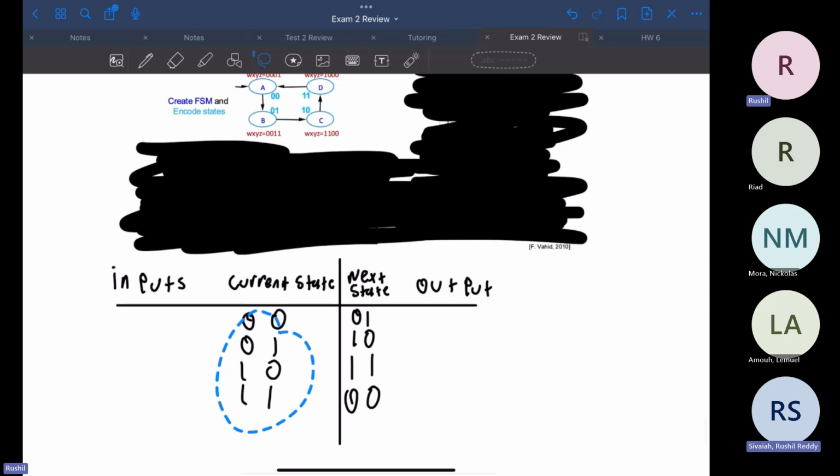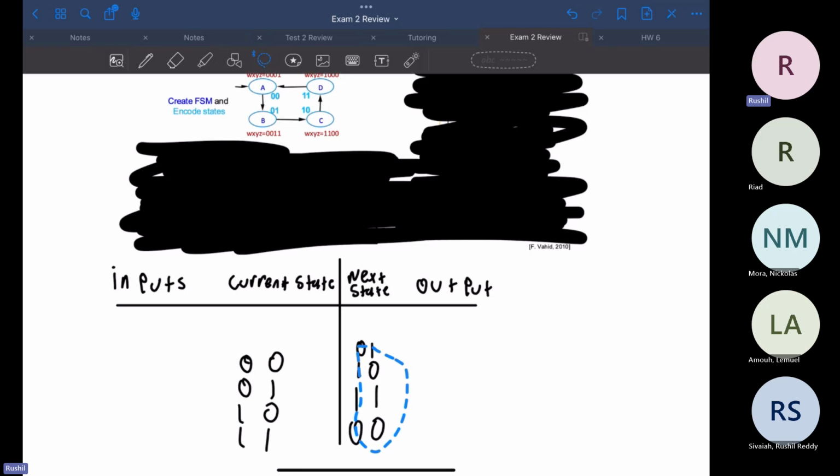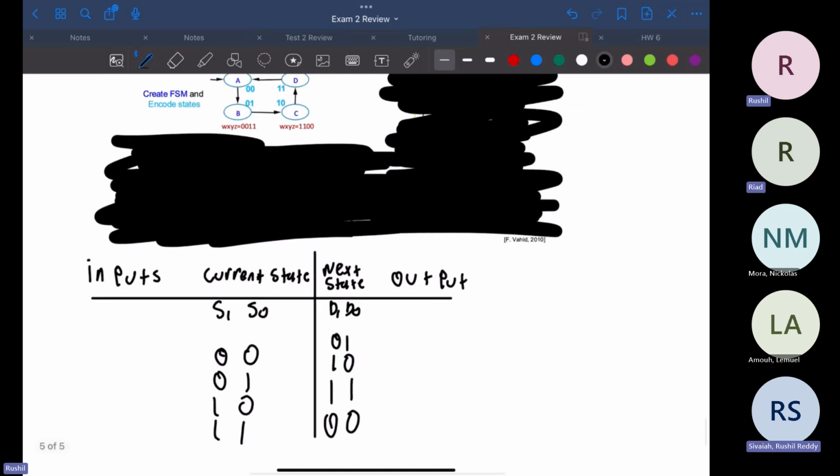Let me change this. We're going to drag this down a little bit. Okay, we're going to call this S1 S0, and then this is going to be D1 D0. So your next state is the flip-flop. That's how I write it. Because in the slide he has the next state. Oh, they're the same thing. Never mind, they're the exact same thing.